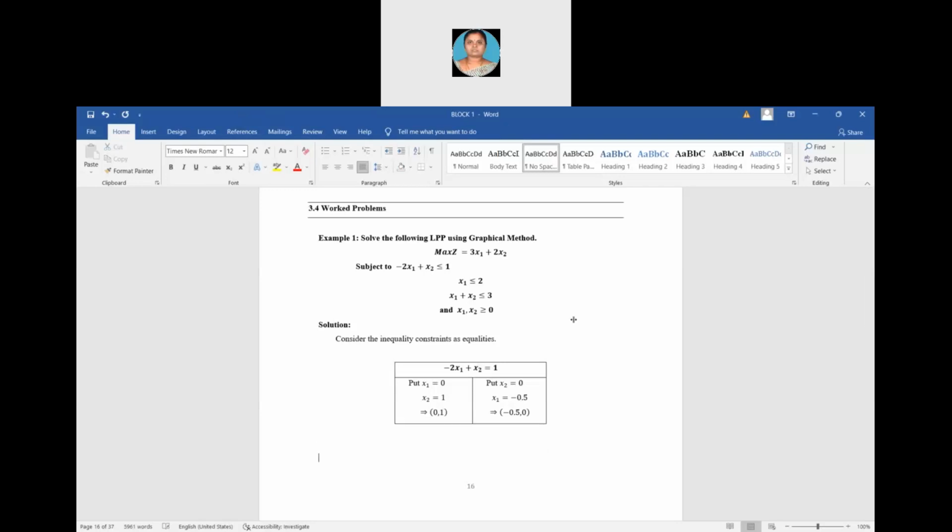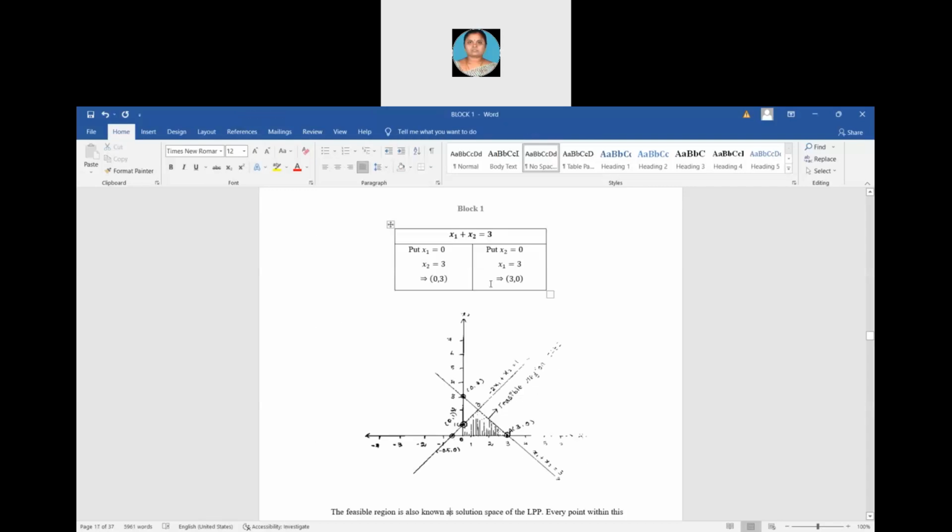Next, x1 less than or equal to 2 is a simple equation. If you put the inequality as equality, you get x1 equal to 2, so you can simply draw a line. The x-axis is nothing but x1 and the y-axis is nothing but x2. In the place of x1 equal to 2, you can draw a straight line, and that is nothing but x1 equal to 2.